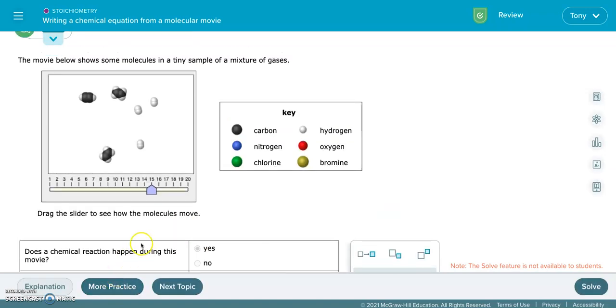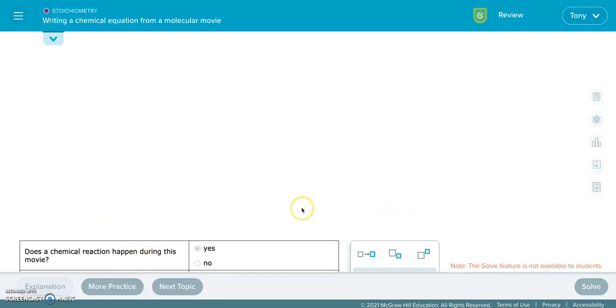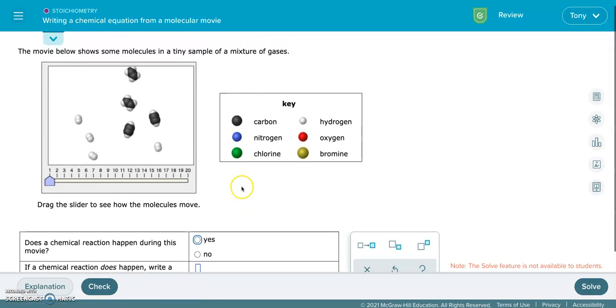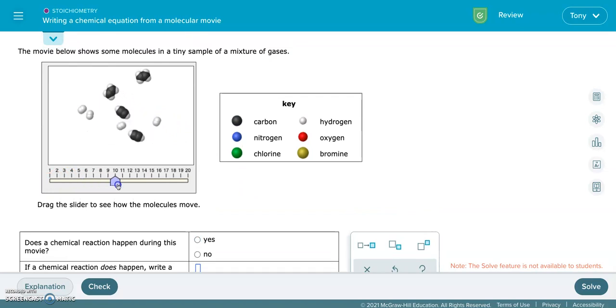I think we'll do one more. We'll do another practice one. We're in review mode here, so we can just do more practice. So here again, we've got these carbon and hydrogen things. Let's go ahead and play the movie. The first time through, you might be tempted to go quickly, but I'm just going to play it slowly and look for collisions. I'm watching where there are collisions to see if there's anything happening.